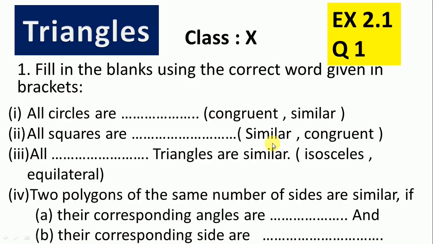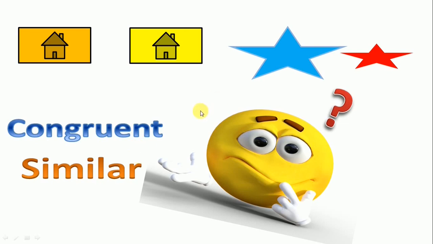In today's class, we will solve 10th Maths Triangles exercise number 2.1, question number 1. The whole exercise 2.1 is based on congruent and similar. So first we see the concept of congruent and similar. Always confused between congruent and similar. Today we will give some tips and tricks to identify congruent and similar figures.